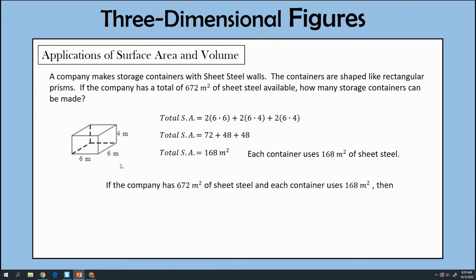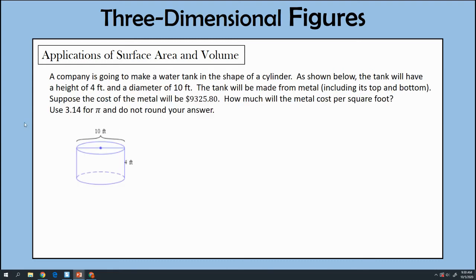Okay. The company says it has 672 square meters of sheet steel available to it, and it wants to make these containers. Each is going to take 168 square meters of material. So 672 divided by 168 is 4. So right now the company has enough sheet steel to make 4 of these containers. Okay. Little application of surface area. Another application of surface area, kind of similar here.